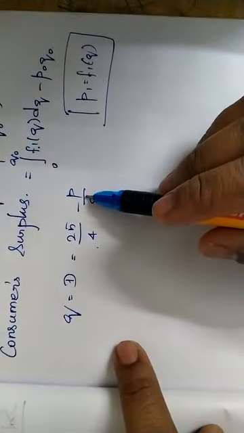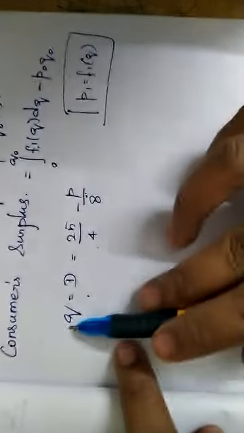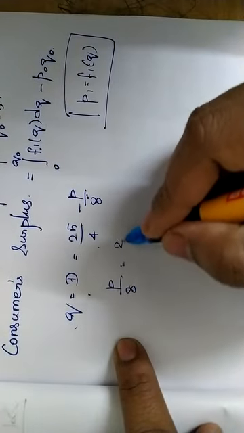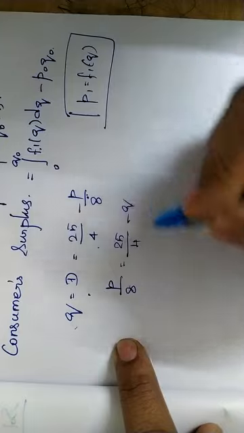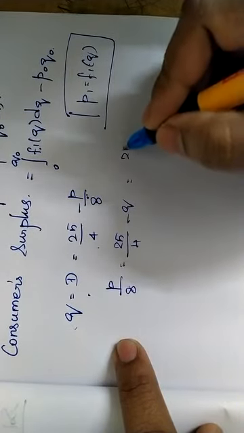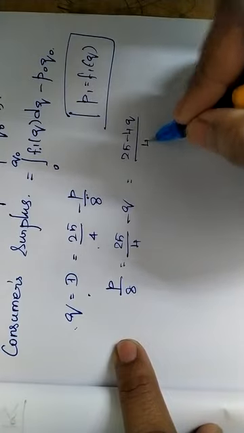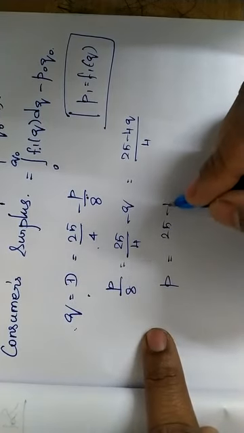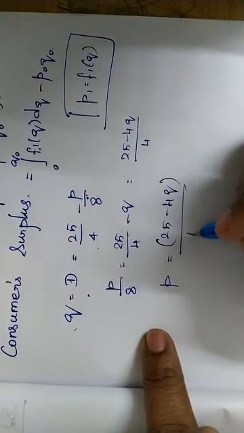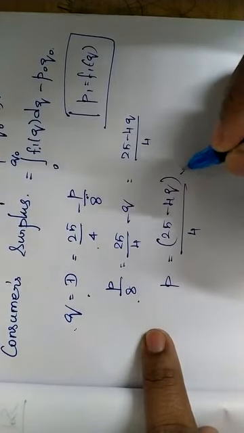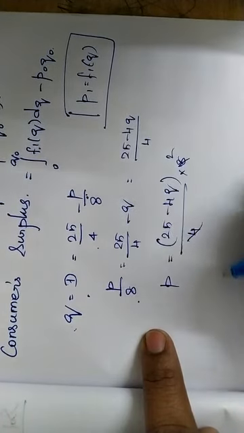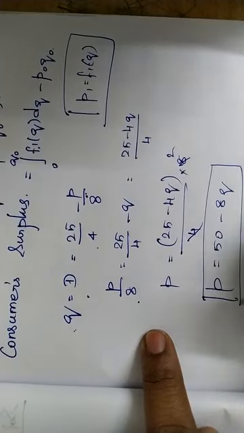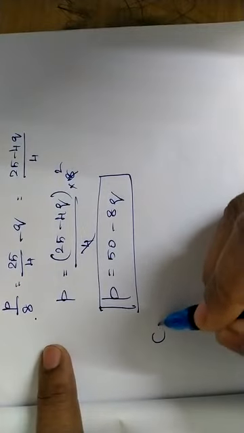So what we can write is, I want P equal to. I am going to interchange these two terms, leaving P by 8 is equal to 25 divided by 4 minus Q. I am going to take the LCM for this: 25 minus 4Q divided by 4. I need the value for P alone, and it gives me 25 minus 4Q the whole divided by 4. The 8 in the denominator jumps to the numerator on this side, so it gives you 50 minus 8Q. This is our P. So I am going to replace it in the consumer surplus formula.